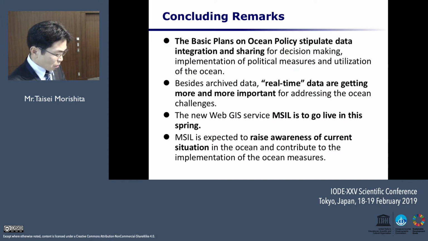This is my last slide. In addition to archive data, real-time data are getting more and more important for addressing the ocean challenges. Now, the new web GIS service, MSIL, which will go live in this spring, is expected to raise awareness of current situation in the ocean and contribute to the implementation of the ocean measures. Thank you very much for your kind attention.